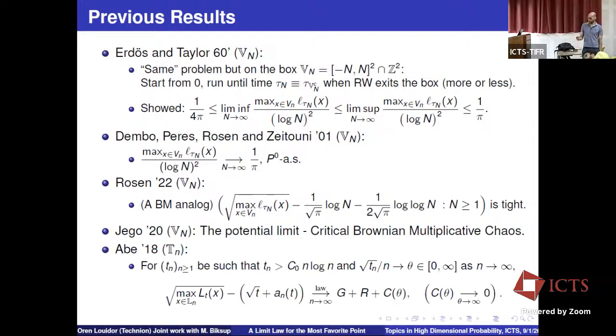And I should also mention what I mentioned before, that our paper uses some of the results in Abe's paper. Abe has proved a convergence in law again for the maximum on the tree. Everything is the same as in our case, except that the time scales are much larger. He looks at the case where you start from the root and wait t units of time, and these t units of time cannot be of order 1, they have to be at least like n log n.